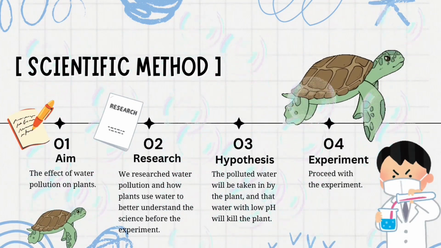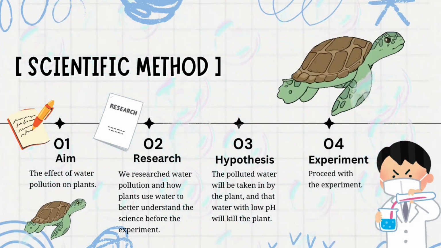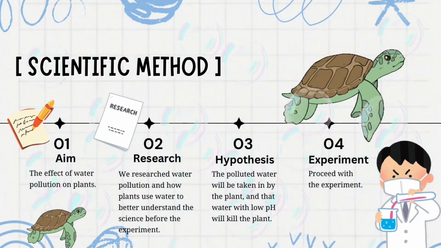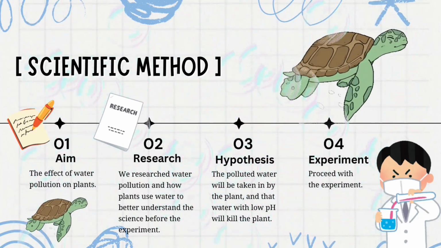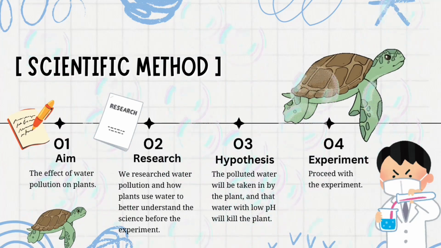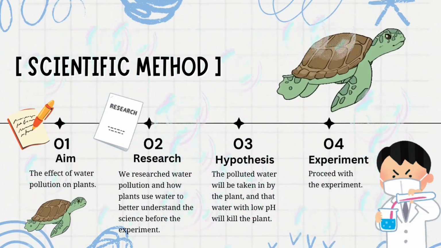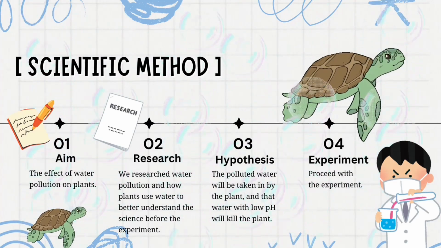There are 6 scientific methods that we use to conduct this experiment. First is the aim of our experiment. The aim of our experiment is to evaluate the effects of water pollution on plants. Second, research. We research water pollution and how plants use water to better understand the science before the experiment.